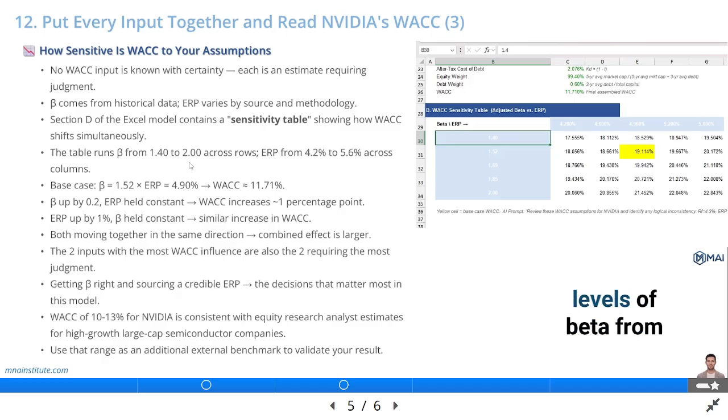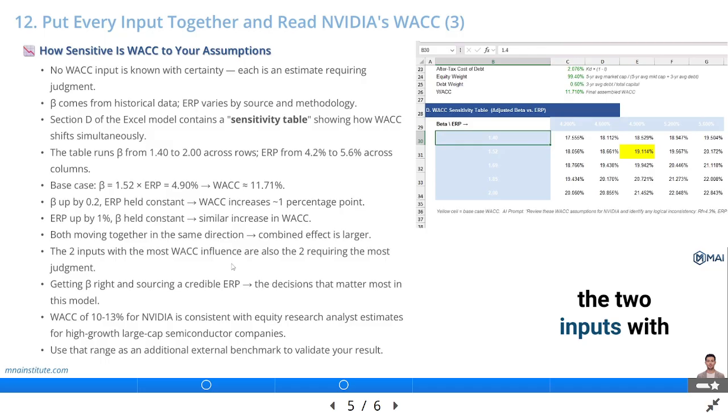The table runs 5 levels of beta from 1.40 to 2.0 across the rows, and 5 levels of ERP from 4.2% to 5.6% across the columns. The base case sits at the intersection of beta 1.52 and ERP 4.90%, producing a WACC of approximately 11.71%. Moving the beta up by 0.2 while holding ERP constant adds roughly 1 percentage point to WACC. Moving the ERP up by 1% with beta held constant adds a similar amount. When both move together in the same direction, the combined effect is larger.